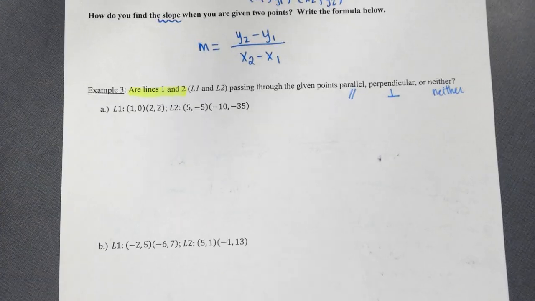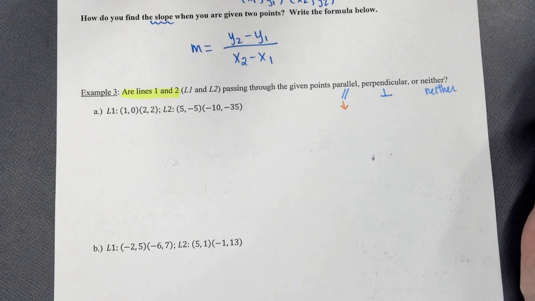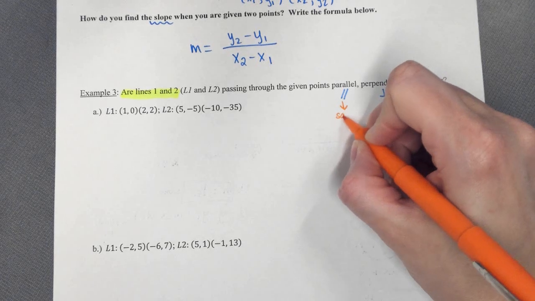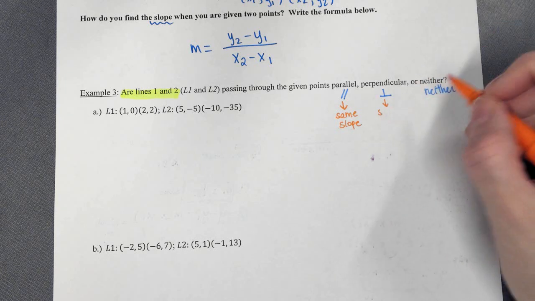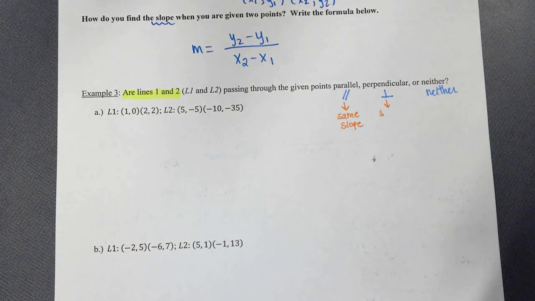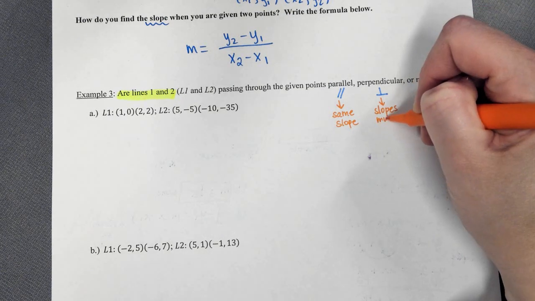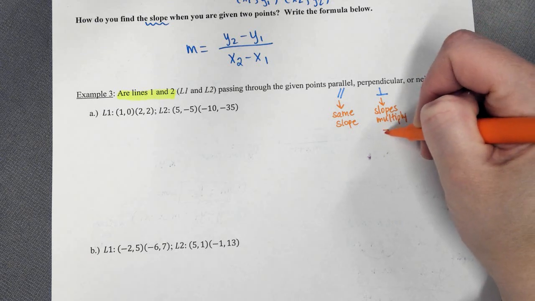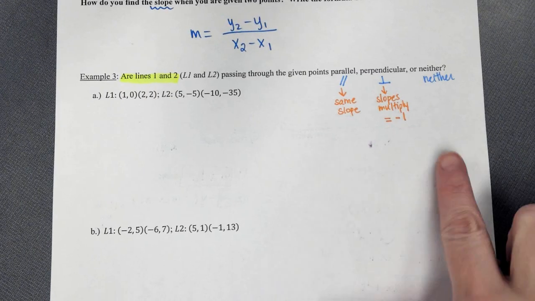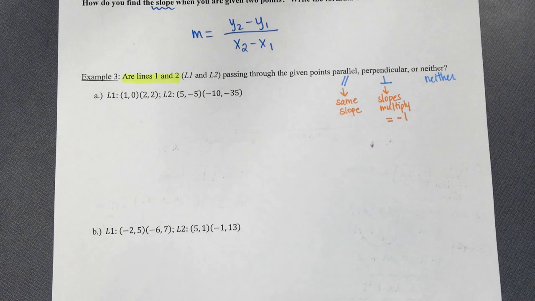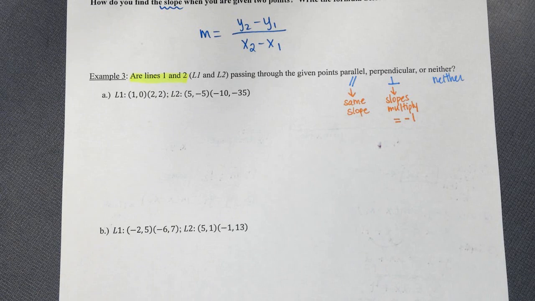Okay, so if they're parallel, who can tell me what their slopes are? The same, yeah? Good, okay, so you have the same slope. If they're perpendicular, then this is one where when you have the 2 slopes, you're going to find the product. So slopes multiply to -1. Their product is -1. And neither means this doesn't happen and this doesn't happen. So they're not the same, and when you multiply, they do not equal -1.